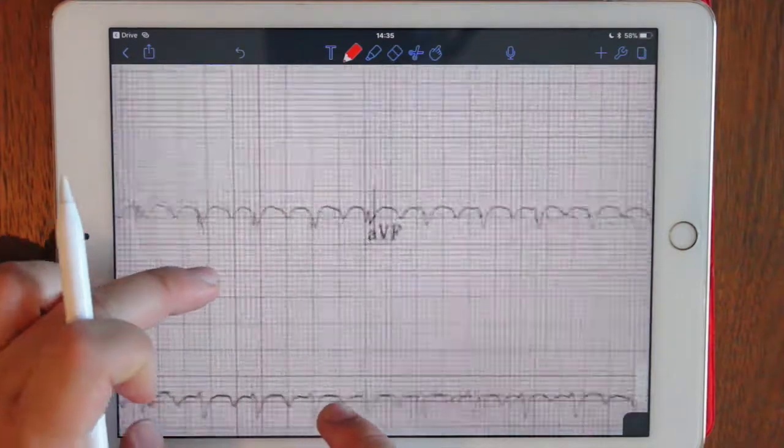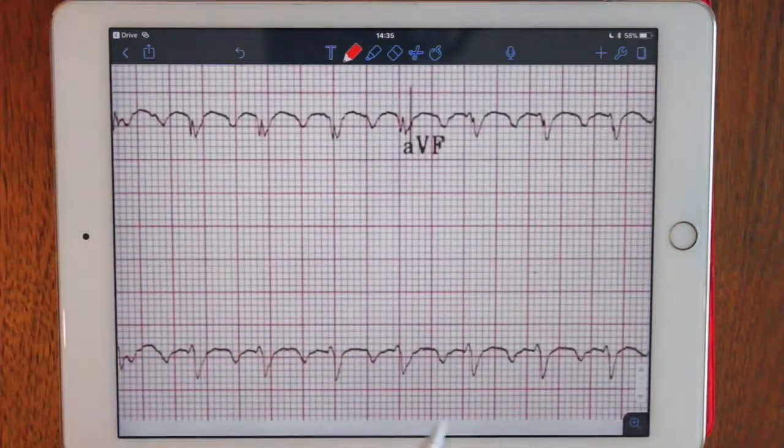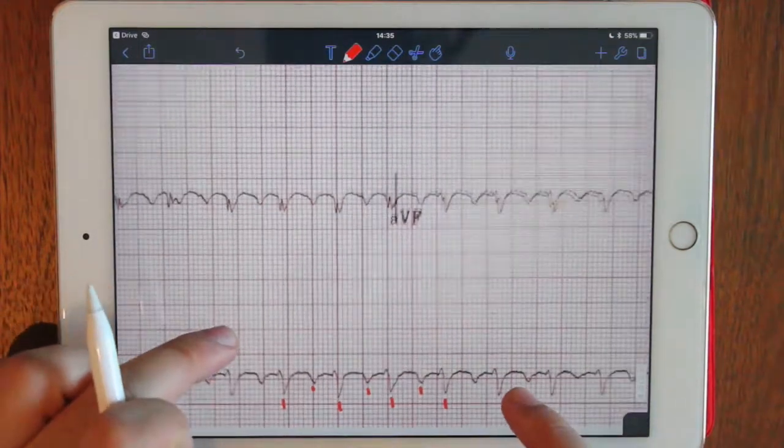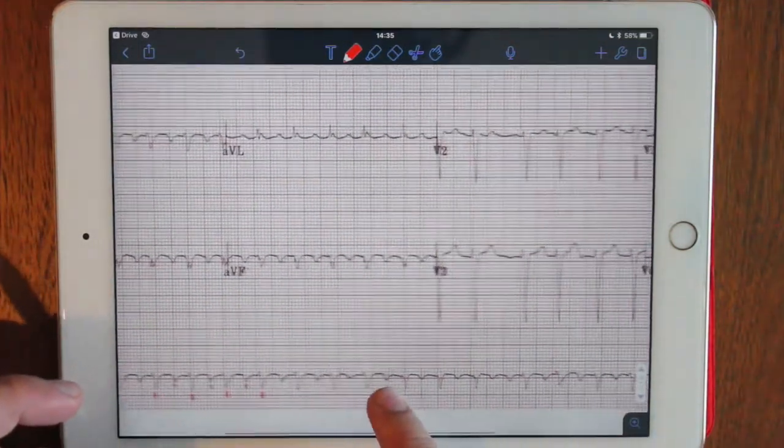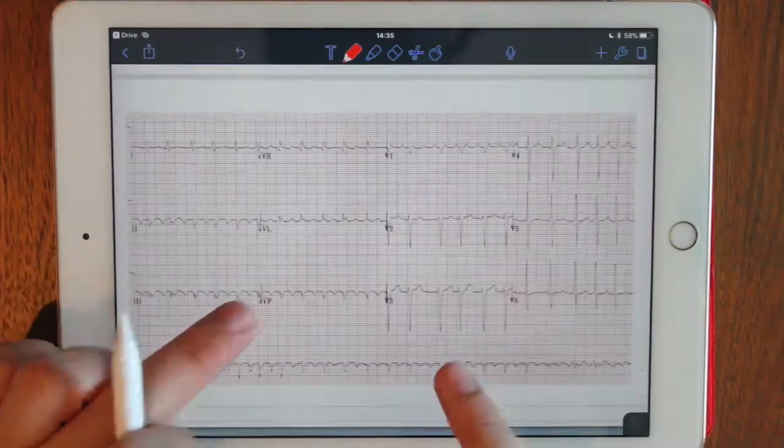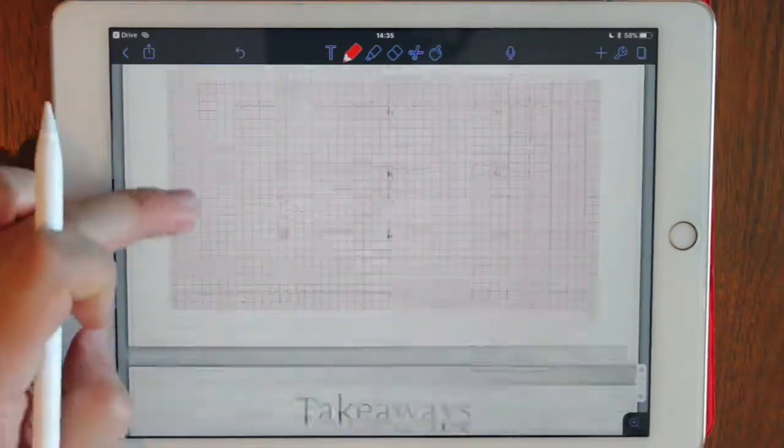Let's again zoom in to the rhythm strip, and we see here's our QRS complexes. And here we see flutter waves right here. And there's our 2:1 block. If we zoom out, we can see in every lead and throughout the entire rhythm strip that ratio stays consistent.